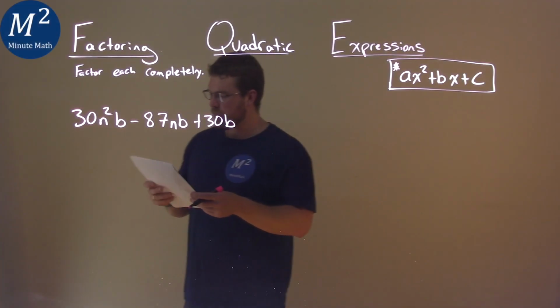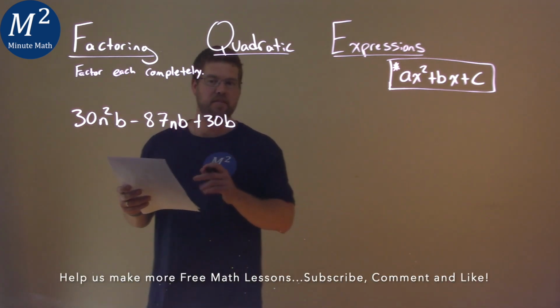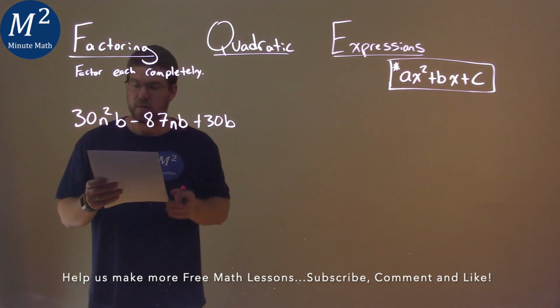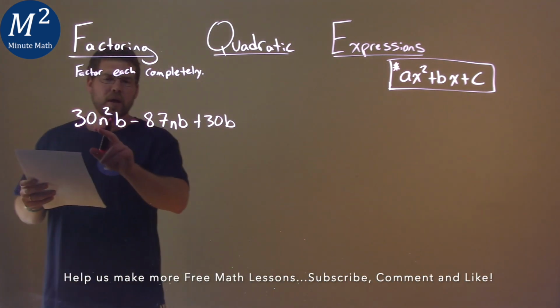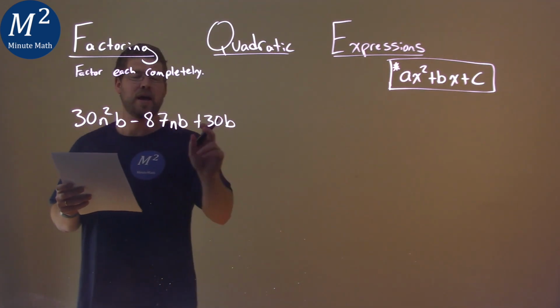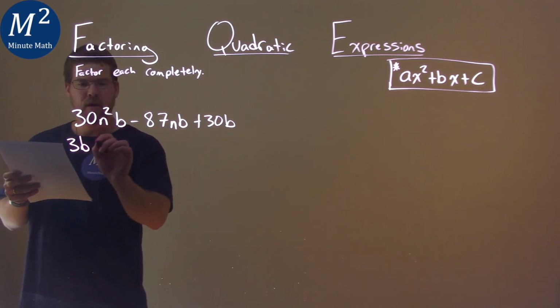We're given this problem right here: 30n squared b minus 87nb plus 30b, and we want to factor this completely. Well, I notice in all parts I see the letter b, and I can also pull a 3 out of each part. So let's do that. If I pull out a 3b, what am I left with?